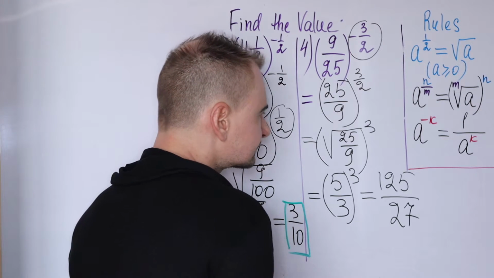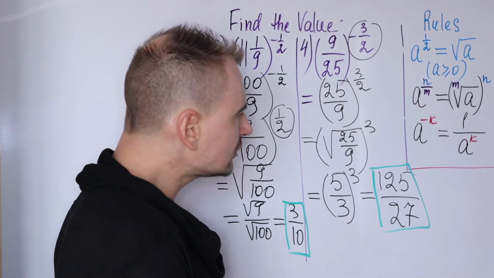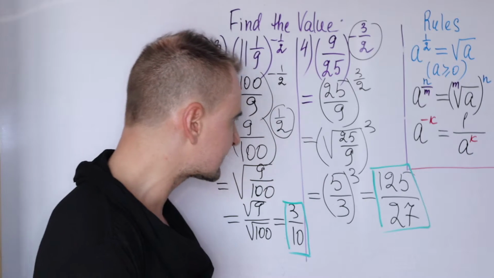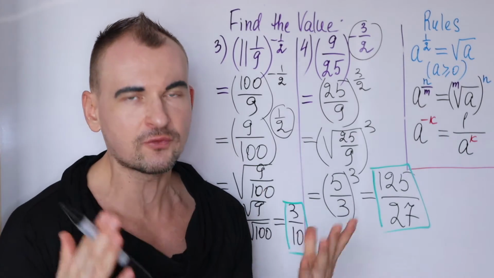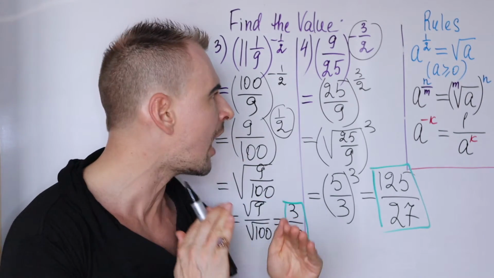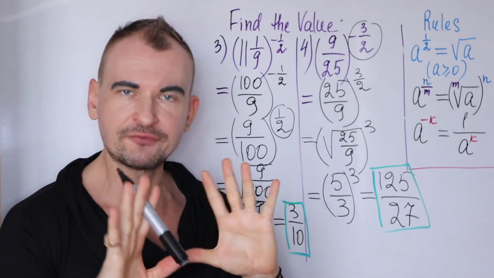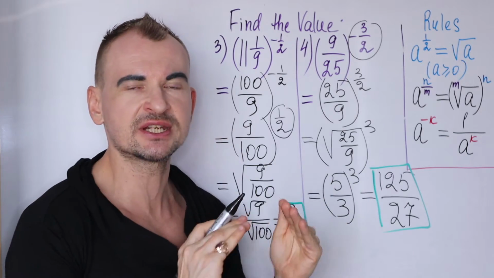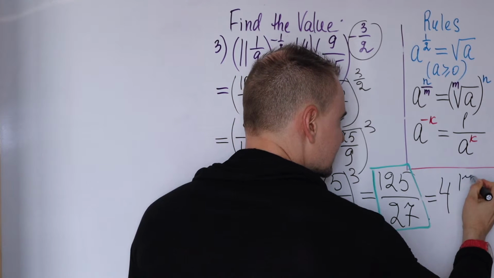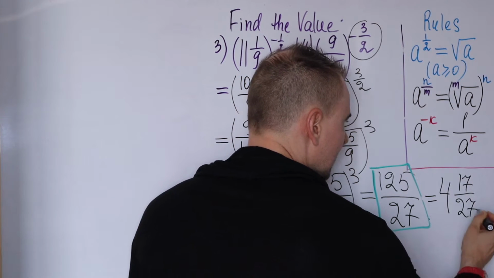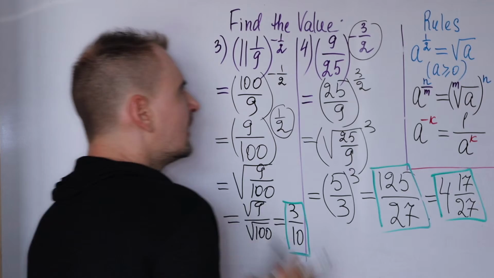So that's your final answer. Again, your top number 125 is bigger than the bottom number. If you wish, or if you are required to give your answer as a mixed number, feel free to turn it into a mixed number. If you do, you end up getting 4 and 17 over 27. That's your mixed form for that improper fraction.